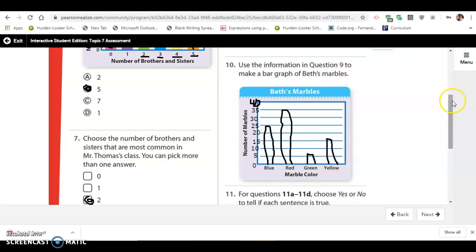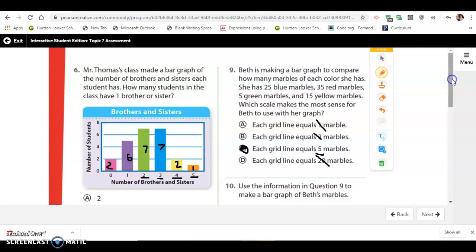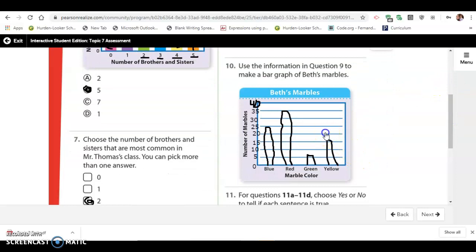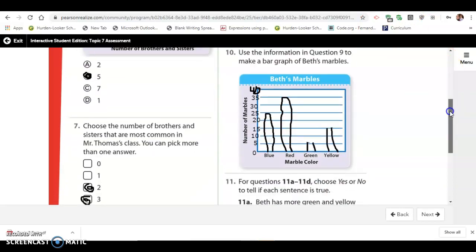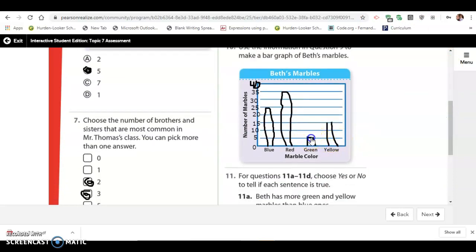I'm going to try to just erase the tops of those a little bit. They're kind of going past the line, and I don't want them to go past the line. These two. I want them to be on the line. Okay.